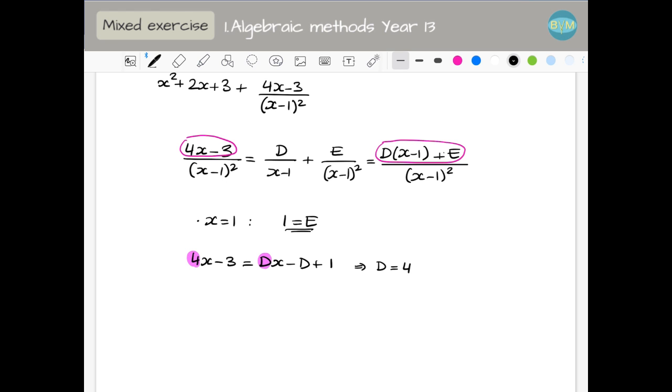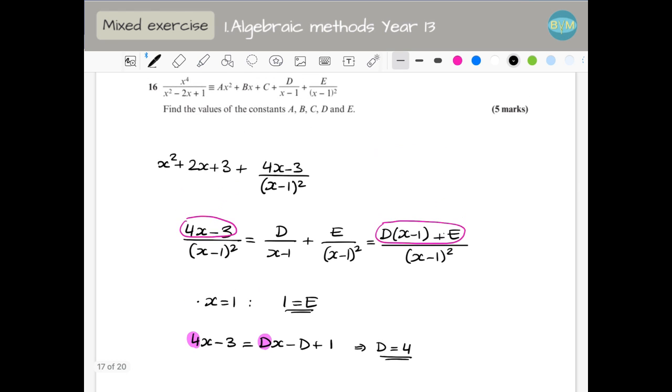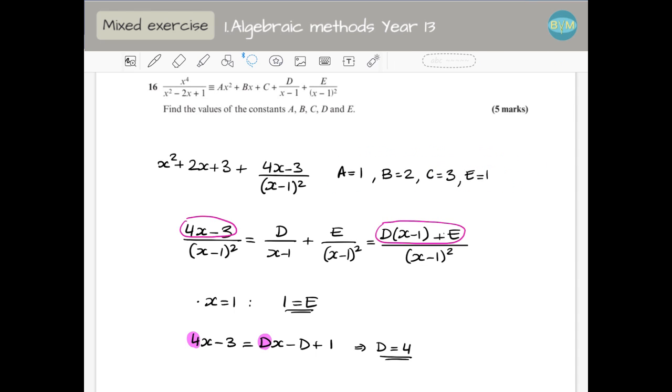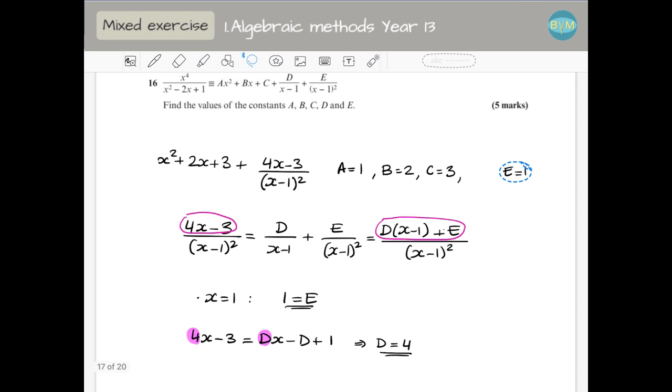So I found all the coefficients. A is the coefficient of this x squared, so 1. B is the coefficient of the x, which is 2. C is the independent term there, 3. And we just found that E is 1 and D is 4. So D is 4 and E is 1, and that's all with this question.